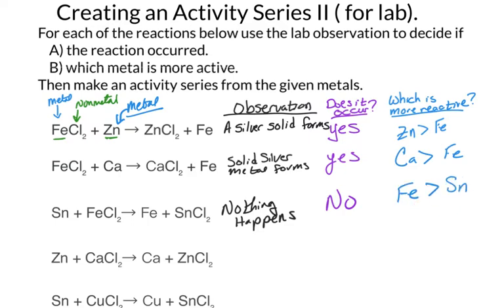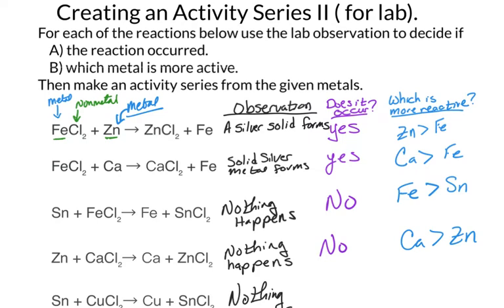And now let's look at the fourth one. Here we see we have zinc and calcium chloride makes calcium and zinc chloride. For this reaction we see nothing happens, which of course means that the calcium is more active than the zinc. And on the fifth one, we have tin and copper 2 chloride makes copper and tin 2 chloride. And here again, we see nothing happens, and that tells us then that the tin is above the copper.